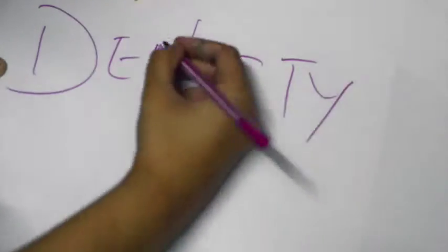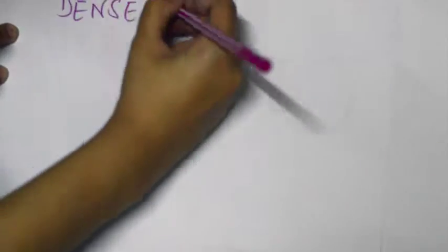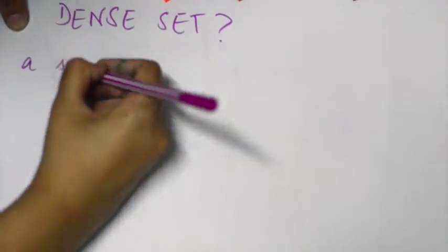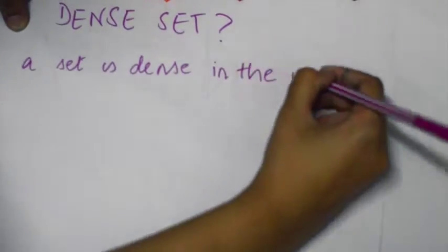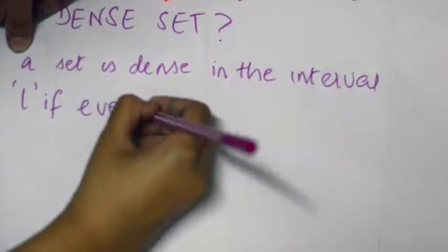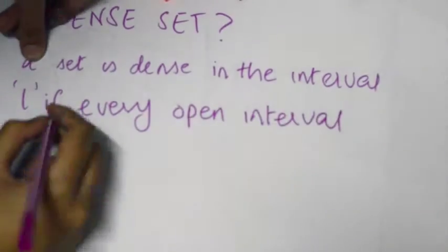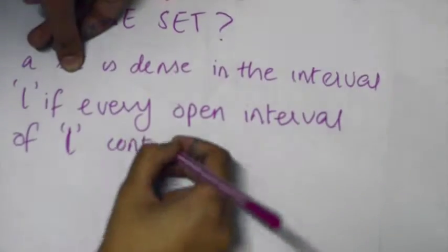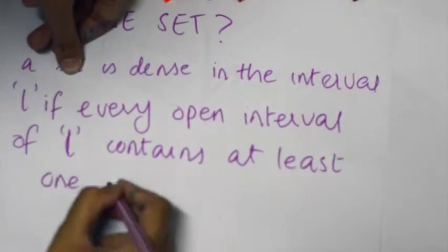Now we will discuss density. There are two kinds of sets when it comes to density. Number 1 are the dense sets. A set is dense in a specific interval L if every open interval of L contains at least one element or point of that set.